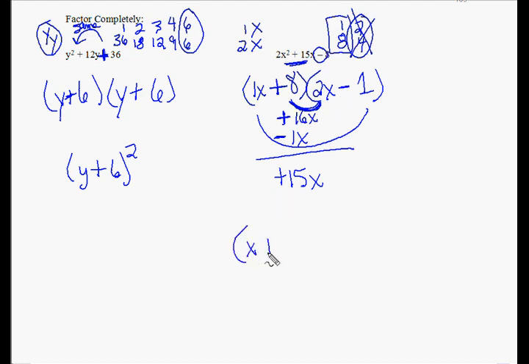So this answer is x plus 8 multiplied by 2x minus 1. That is the way that we factor the expression 2x squared plus 15x minus 8. This is factored because now everything is involved in multiplication.